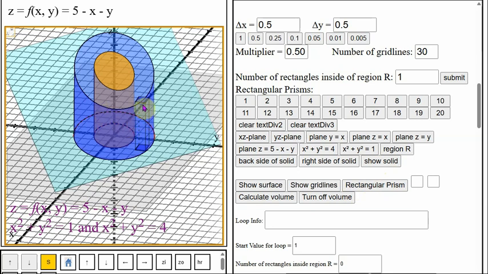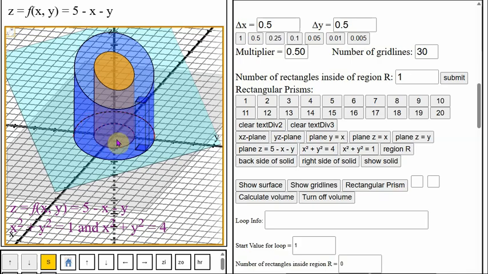And now what I'm going to do is I'm going to estimate the solid that is between the region R and the plane with rectangular prisms. And so we're going to divide region R right here into many rectangles. And so here's one of the rectangles inside of region R, and here's the corresponding rectangular prism. And so for each rectangle, we have a rectangular prism, and the sum of the volumes of the prisms will be an approximation for the volume of this solid.